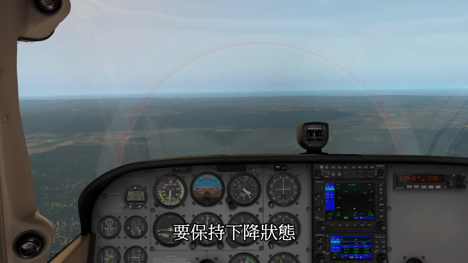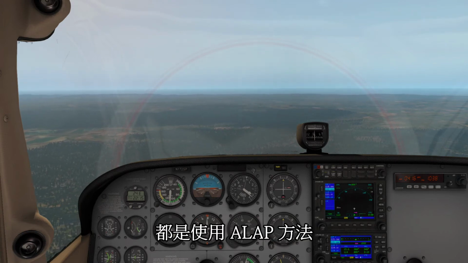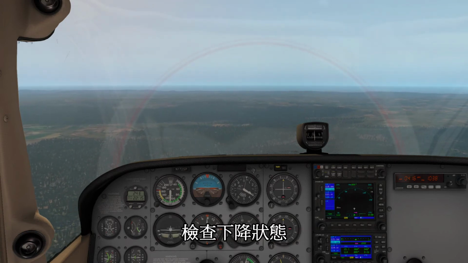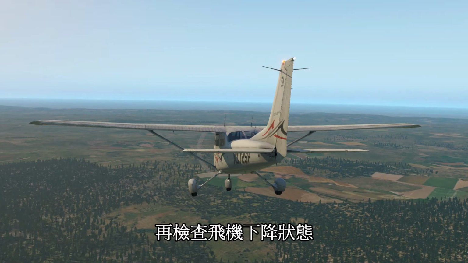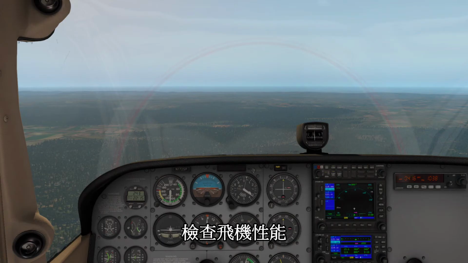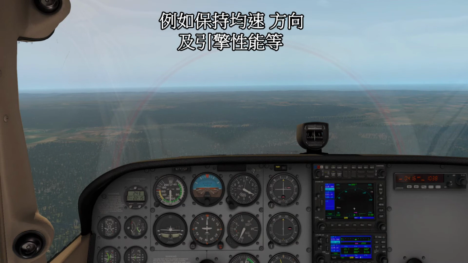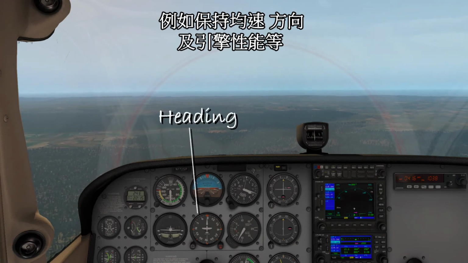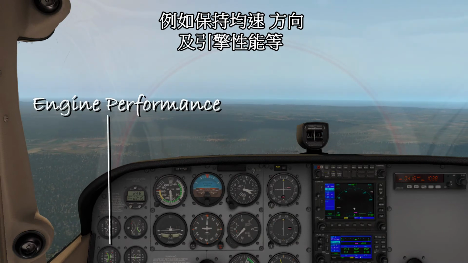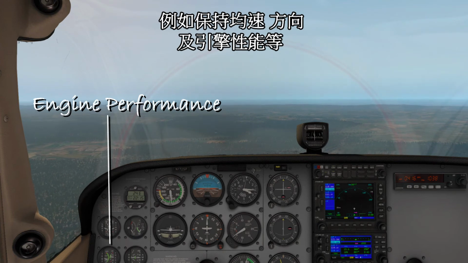To maintain the descent, like in climbing, we are using ALAP. Check the descent altitude, look out for traffic, check the altitude again, and check the aircraft performance, for example, maintaining the airspeed, heading, and check the engine performance, engine temperature, and engine pressure.